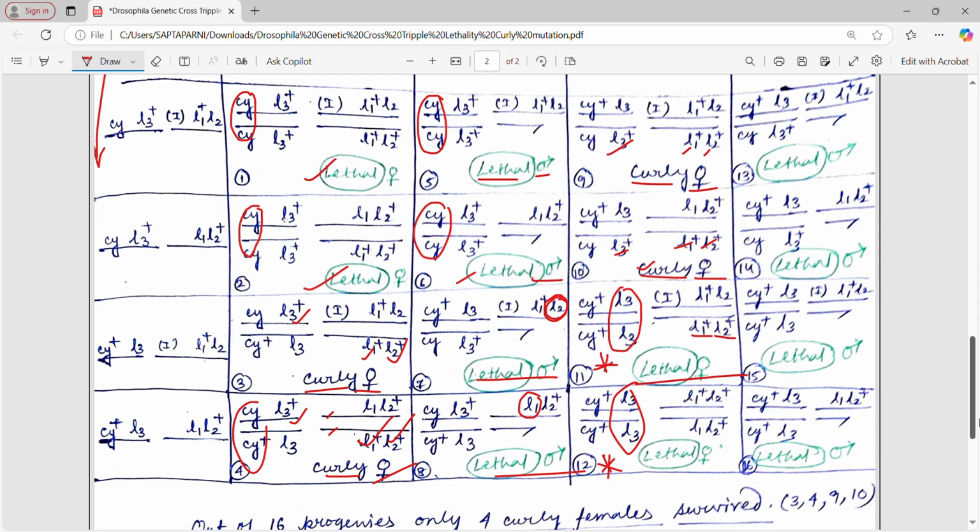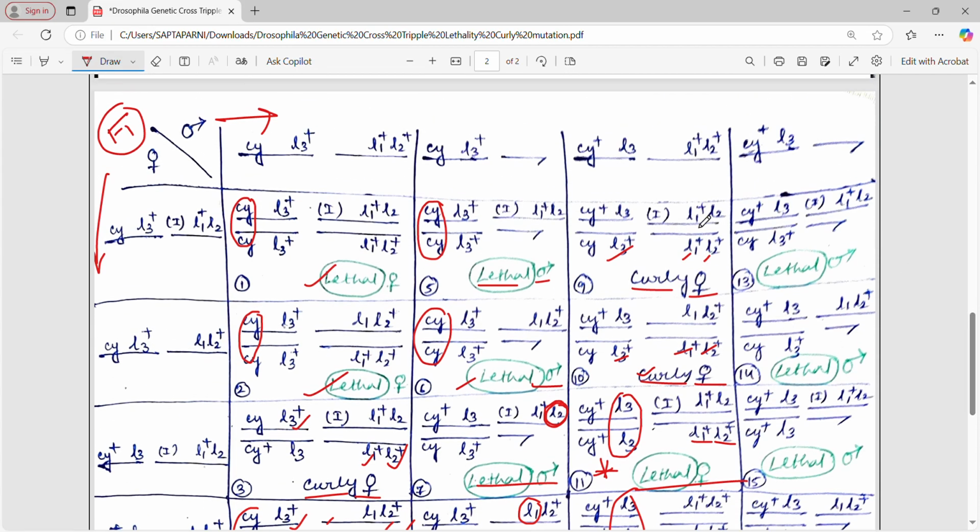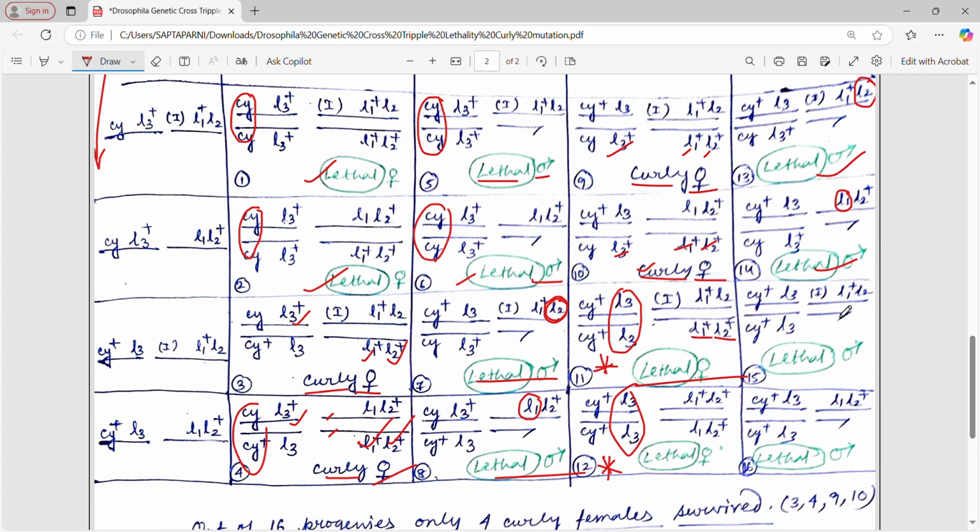Then next, see here, this male is dead due to absence of L2 plus, so it is lethal. This male is dead due to absence of L1 plus, so it is lethal. Then this male is dead due to absence of L2 plus. If it survived, it could be a wild male, but due to absence of L2 plus, it is dead. Then this male is dead due to absence of L1 plus, so it is also dead.